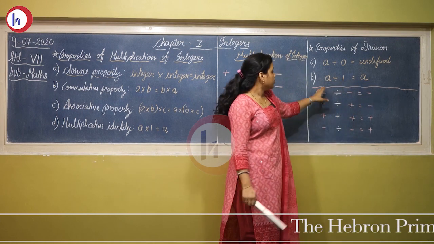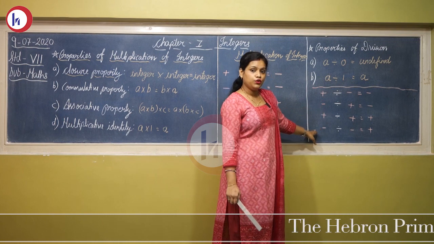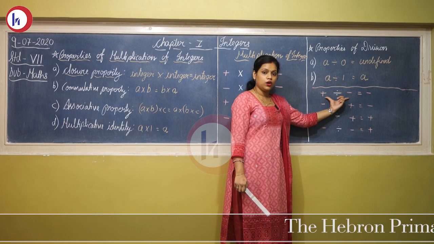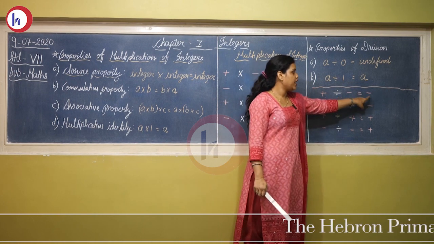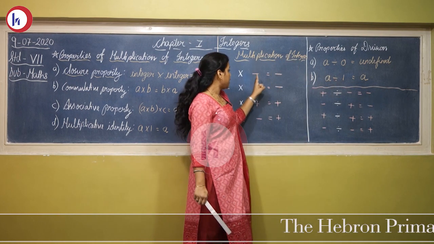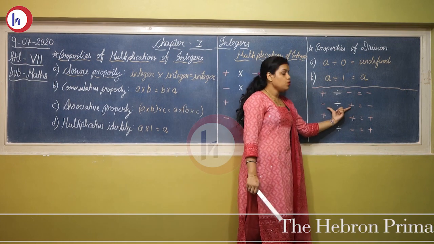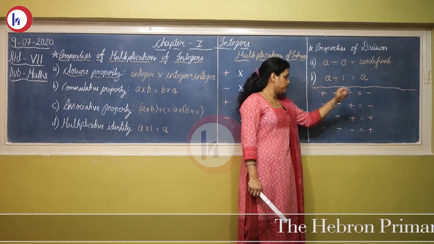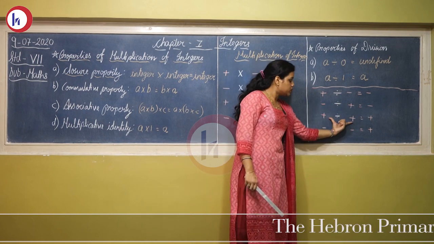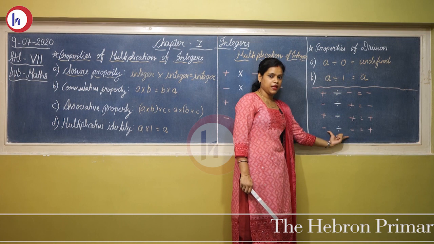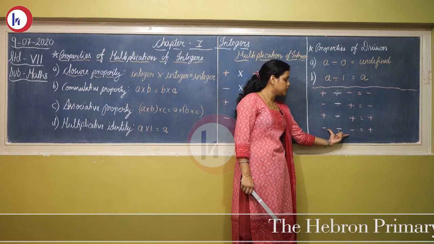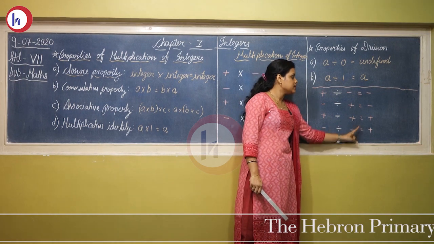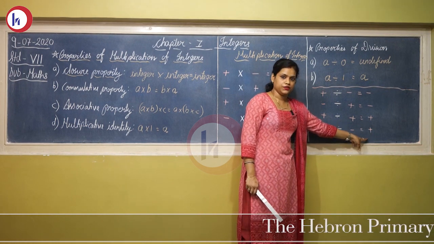Understood? So here we will go through the division of two integers. Two integers with different or opposite signs will have the answer as negative, same like multiplication. Two integers divided with opposite signs, the answer is going to be negative. Two integers with positive signs or both negative, that means with same signs, the answer is going to be positive.